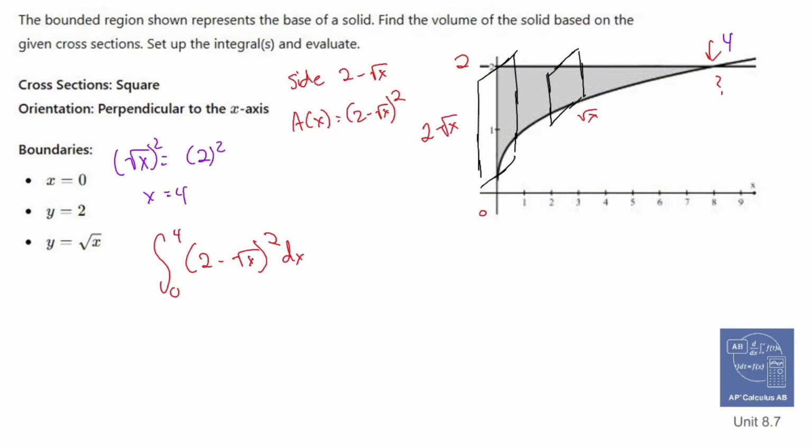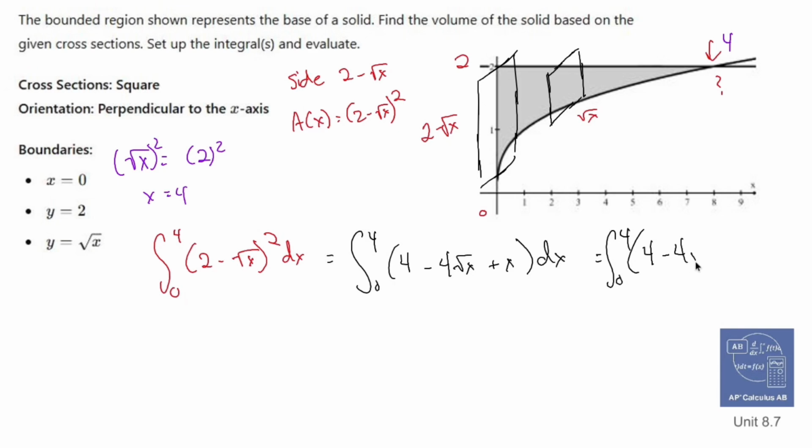Now, before I even consider integrating, I want to FOIL that out. I want to use a perfect square trinomial and clean that up. So that's going to look like 4 minus 4 root x plus x. Oh, this is going to be terrible. This is going to be so bad. Let's rewrite this out, between 0 and 4: 4 minus 4x to the 1/2 plus x dx, and wish me luck.